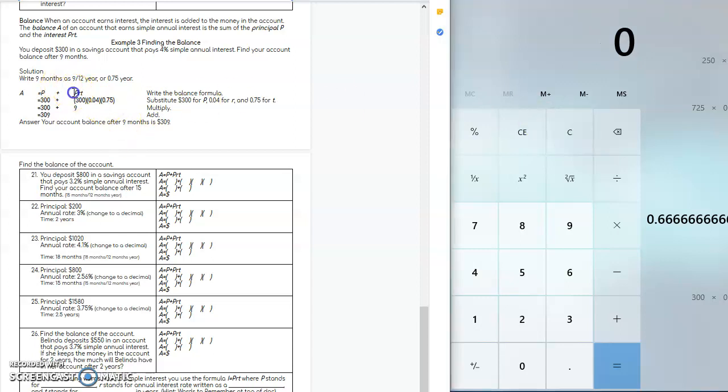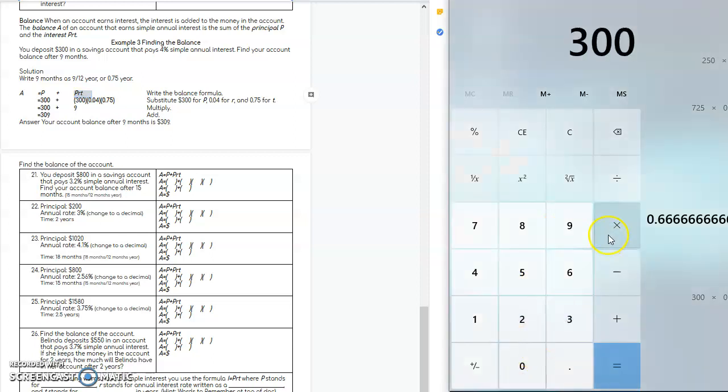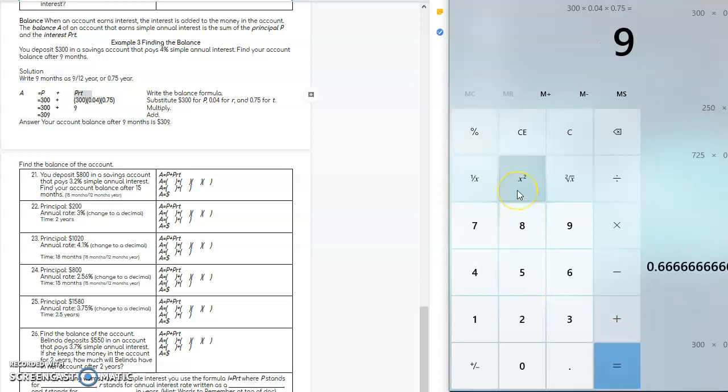So let's get started here, PRT. So it looks like we have deposited a principal of $300. So $300 is our P. We're going to multiply that by a rate of 4%. So remember, move that decimal place 2 to the left, or simply hit that percentage sign, so 0.04, and then we're going to multiply by the 0.75 that we calculated time in years. So that means over 9 months, we are going to earn $9 in interest on this account.